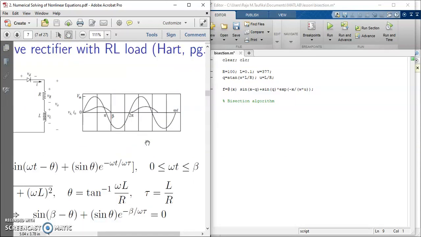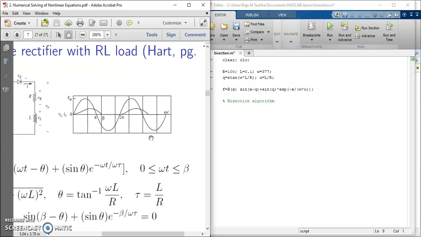Okay, let me zoom this graph a little bit. As can be seen here, beta lies between pi and 2 pi. So one way you can say is that the initial bracket is pi until 2 pi. I can also use a smaller bracket because I know that beta should not be greater than 1.5 pi in this case. But sometimes it can happen. But in this case, I'm pretty confident that beta cannot be more than 1.5 pi.